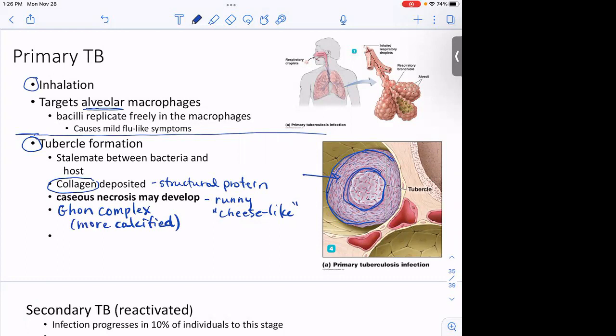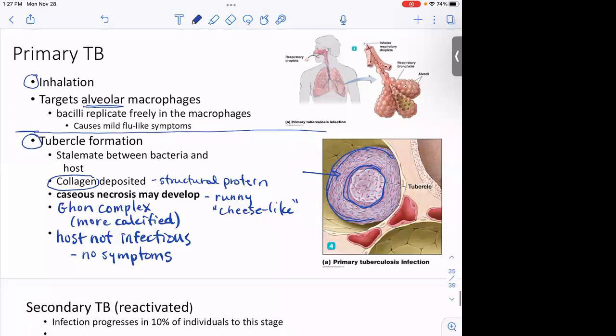So regardless of how you describe that, when a patient is in that stage where there's a stalemate between our immune system and the bacteria, the host is not going to be infectious. Okay, and the host has no symptoms. So that's primary TB. Typically, when somebody has the tubercles, they may not even know it. Okay, and those can be there for, like I said, an extended period of time.